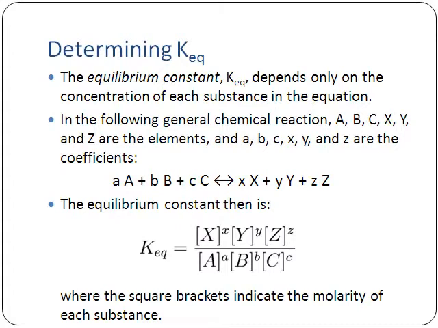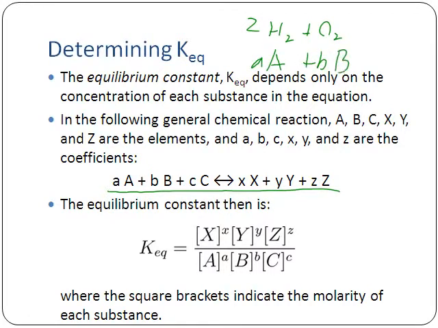So the following general chemical reaction, the one that's right here: the capital letters are basically elements. Capital A, capital B, capital C, capital X, capital Y, capital Z are all elements in this equation, and the lowercase letters are the coefficients. So, instead of having 2H2 plus O2, this would be the same as having a times capital A plus b times capital B right here. It works sort of the same way. That's all we're doing here.